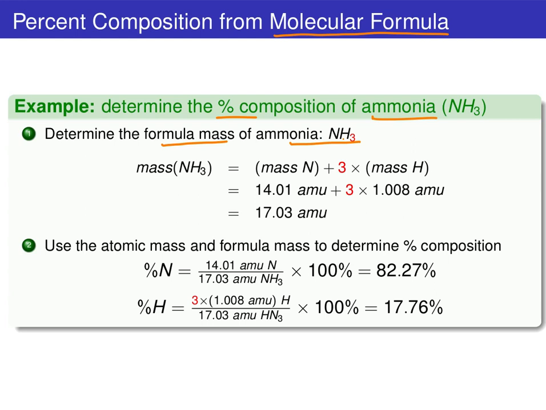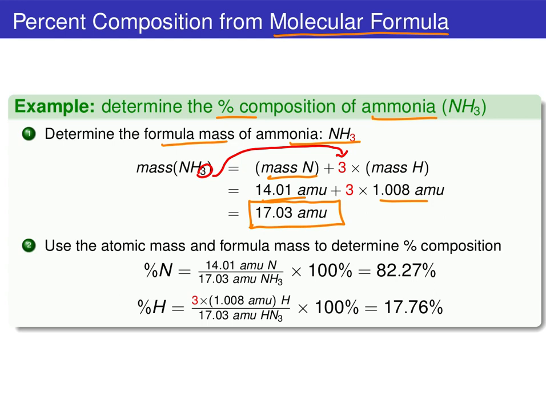Well, the mass of an ammonia molecule is going to be the total mass of all those atoms involved. So the mass of nitrogen, there's only one nitrogen, so it's just the mass of nitrogen plus 3, and remember, we've got this subscript here, 3 times the mass of hydrogen. Looking at the periodic table, we find that we get a mass of about 14.01 for nitrogen, 1.008 for hydrogen, add it all up, and we arrive at the entire mass of the ammonia molecule.